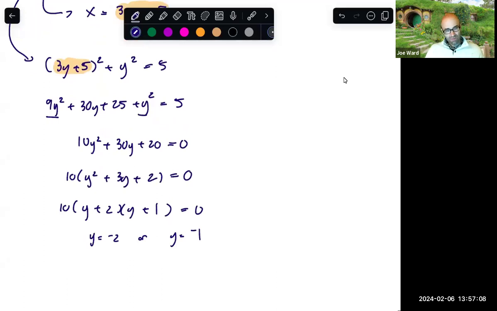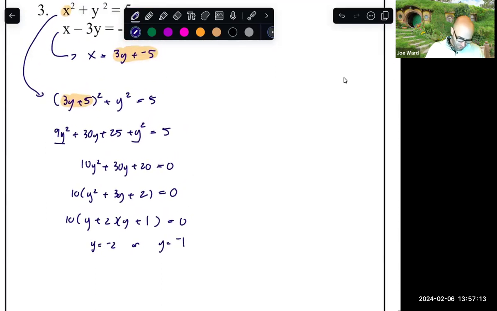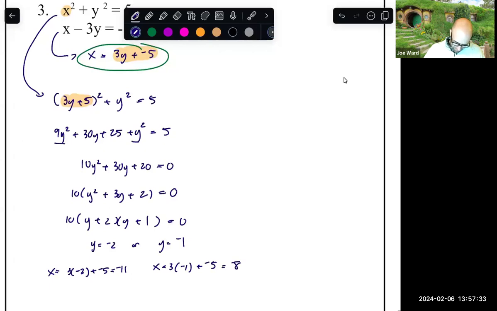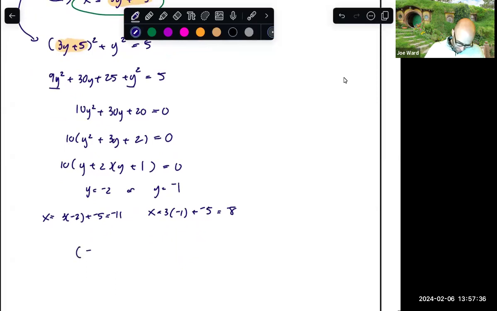So we made the substitution. We solved that for y. Now we're going to substitute this into the original equation. I'm going to go with this equation right here to find x. So therefore x is equal to 3 times -2 plus -5, or x is equal to 3 times -1 plus -5. So this is -11, and then this is -8. The answers are (-11, -2) and (-8, -1).